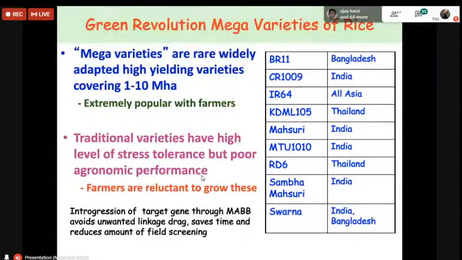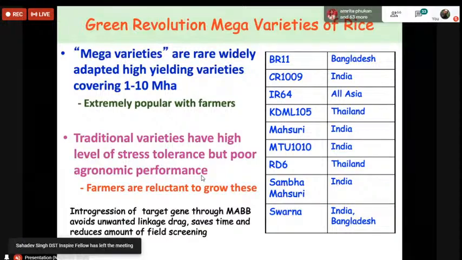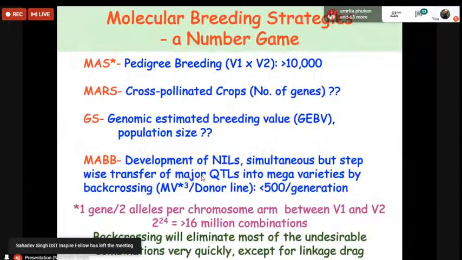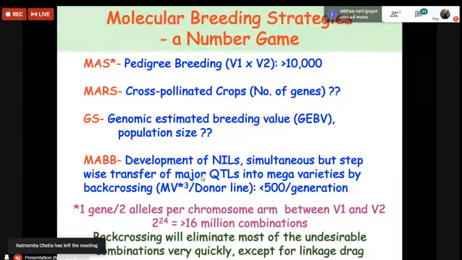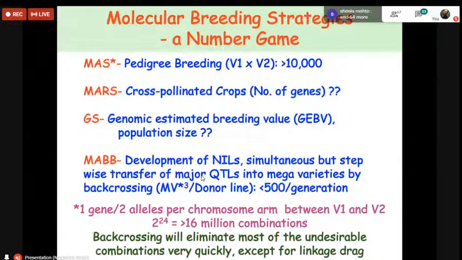So the correct path is to identify the genes which we have lost and put them back into a high yielding background. How do you do that? Through marker assisted breeding, that process can be accelerated, as we all know. There are many different types of marker assisted breeding: pedigree type selection, marker assisted recurrent selection, and genomic selection we are talking about. And one of the most successful is marker assisted backcross breeding. Several varieties have been released globally and also in India through this process, because it has several advantages.